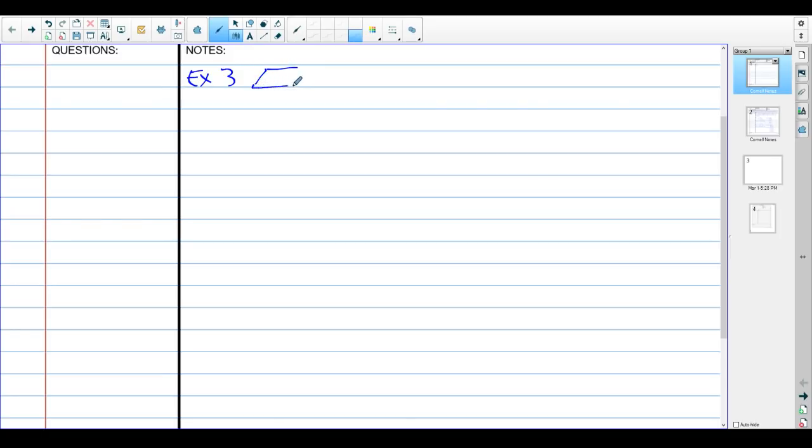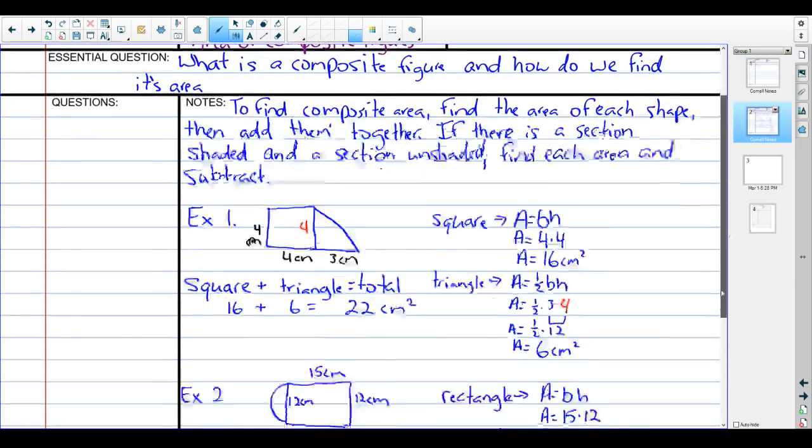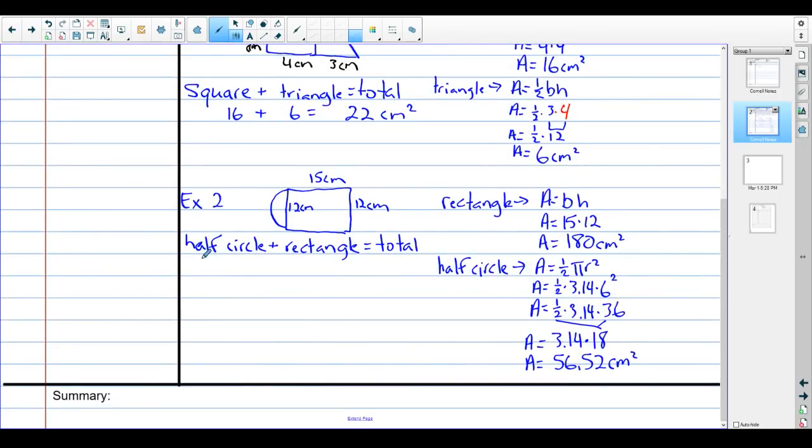Looks like a trapezoid on top of a rectangle. Oh, I didn't finish this last question. I did all the work, but I didn't write down the answer. The half circle is 56.52 plus the rectangle is 180 equals 236.52 centimeters squared. Don't forget that part. You gotta add at the end.